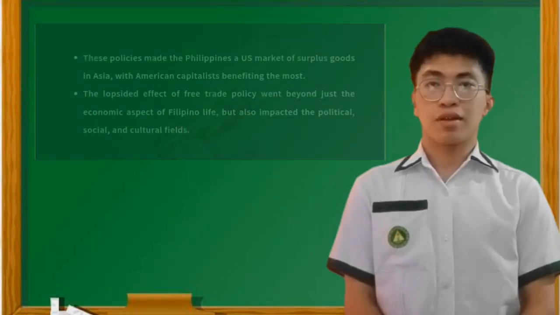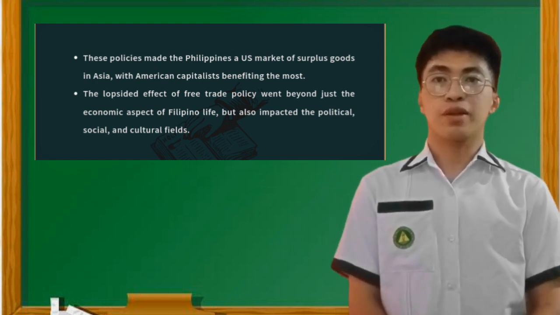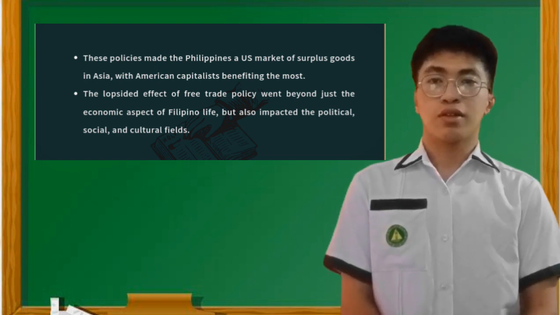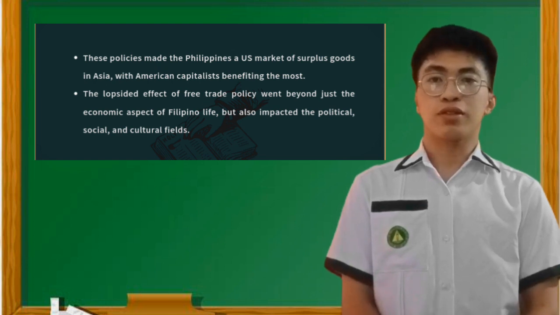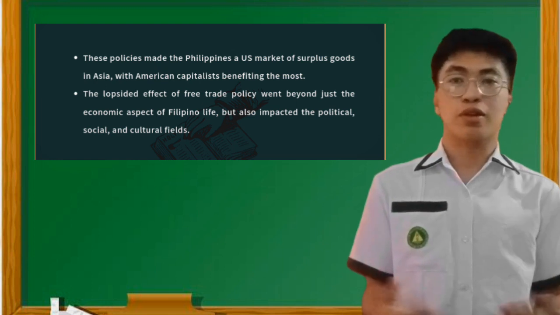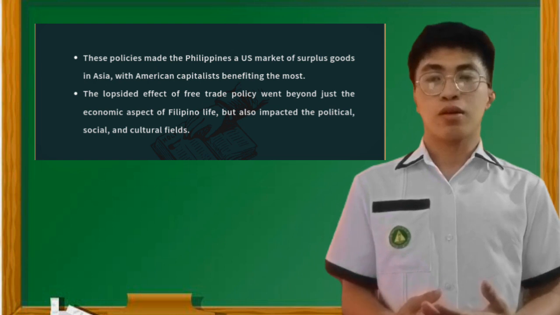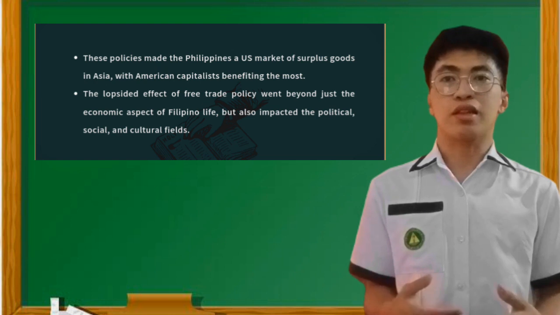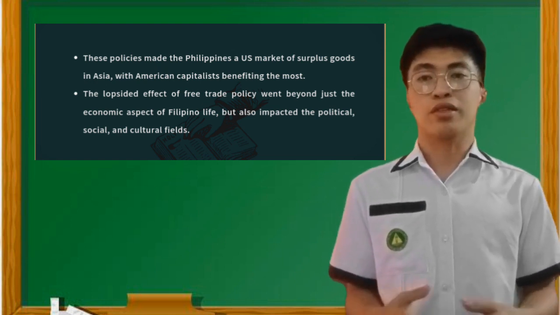These policies made the Philippines a U.S. market of surplus goods in Asia, with American capitalists benefiting the most. So, according to the earlier definition, Americans are giving us free trade, free entry of our products to their market, but it should have been us who benefit more. So, why are the American capitalists the ones benefiting the most from the free trade policy?